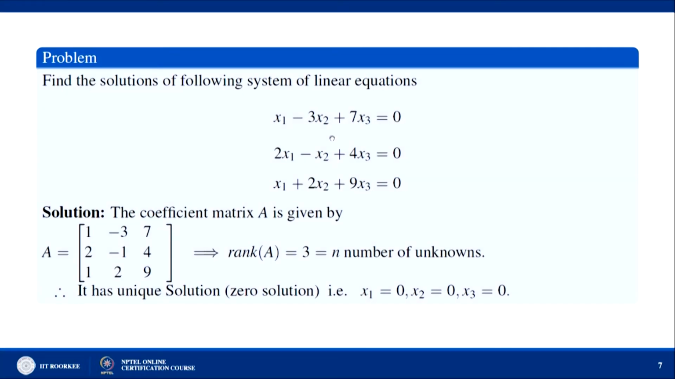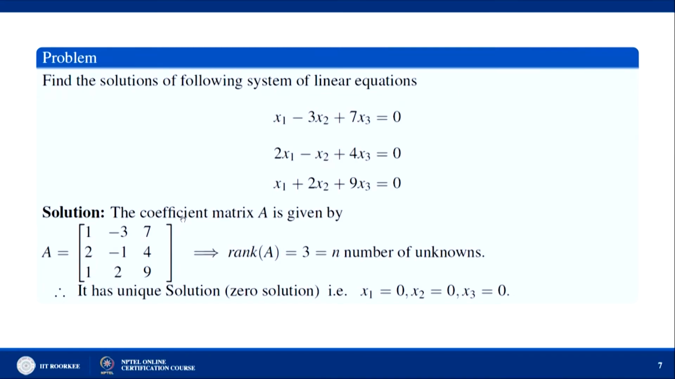The coefficient matrix is: the first row is 1, minus 3, 7; the second row is 2, minus 1, 4; the third row is 1, 2, 9. Now, how can we see whether this system has a unique solution or infinitely many solutions? There are only two possibilities, because the system is homogeneous. We can find this by calculating the rank of this matrix.